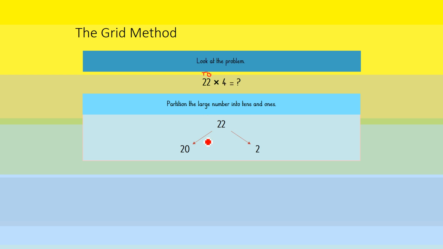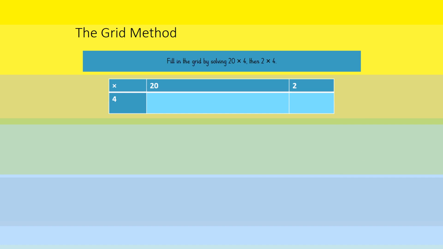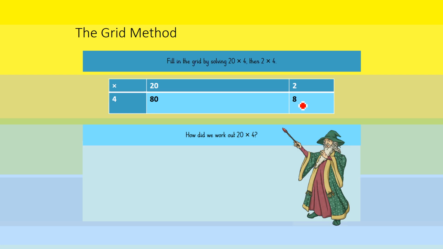So we're going to partition the large number first of all into the tens and the ones, so 20 and 2. Then you're going to be drawing a grid and placing the numbers in like this. So we've partitioned them. We've got 20 and 2, the tens and the ones, multiplied by 4. Then we're going to start filling those answers in. We know that 20 times 4 equals 80, and 4 times 2 equals 8.